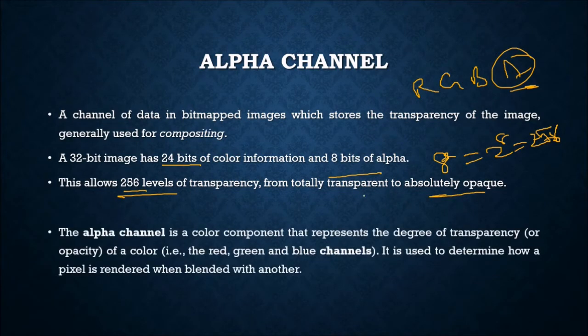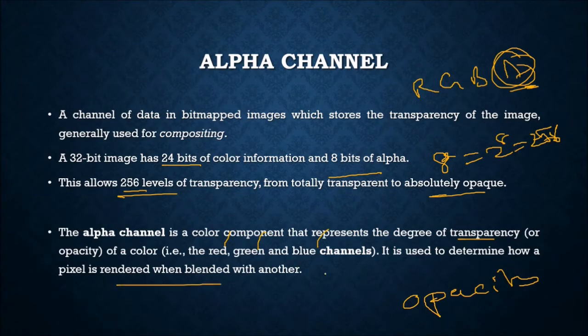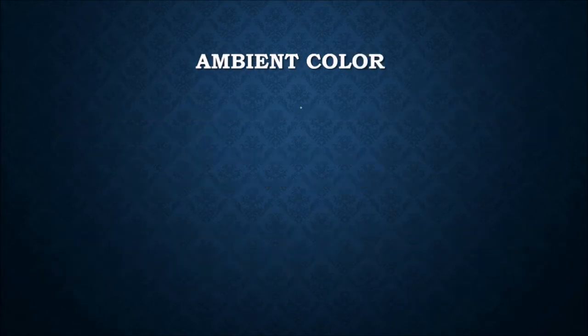The alpha channel is a color component that represents the degree of transparency, or opacity, of a color, in addition to the red, green and blue channels. It is used to determine how a pixel is rendered when it is blended with some other pixel.